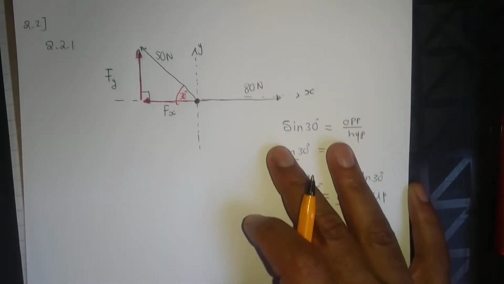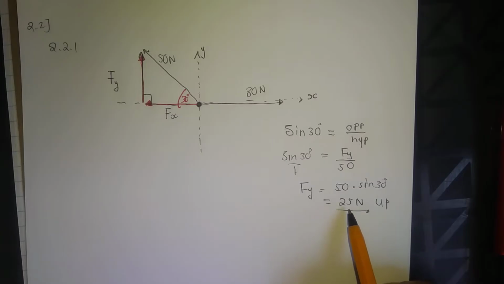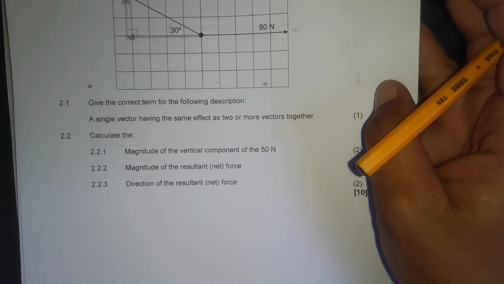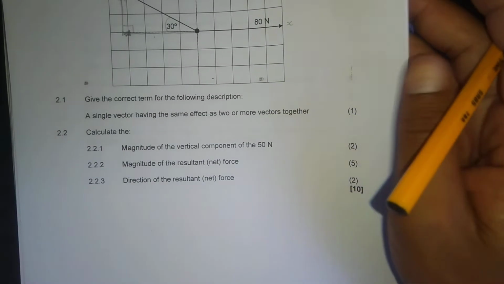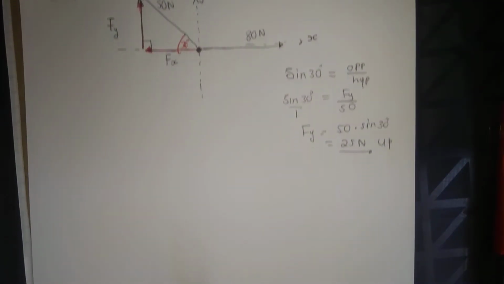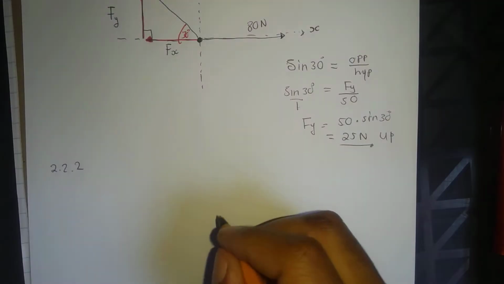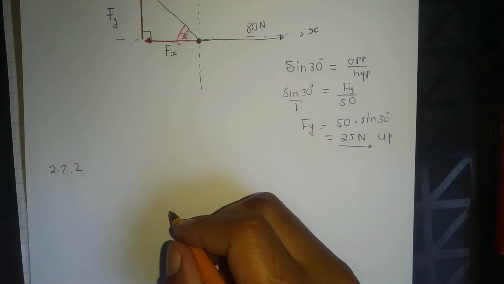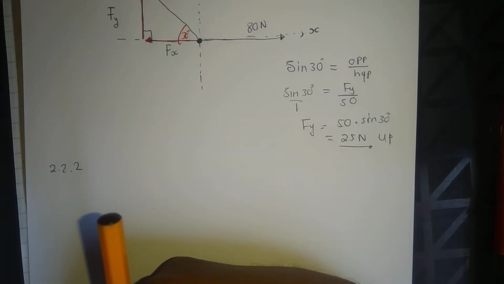So for 2.2.1, our vertical component Fy is 25 Newtons up. Right, now 2.2.2, the magnitude of the resultant force. The magnitude of the resultant force. Sorry, 2.2.2 again. The resultant force is what?